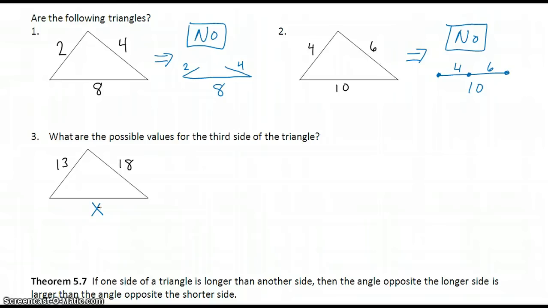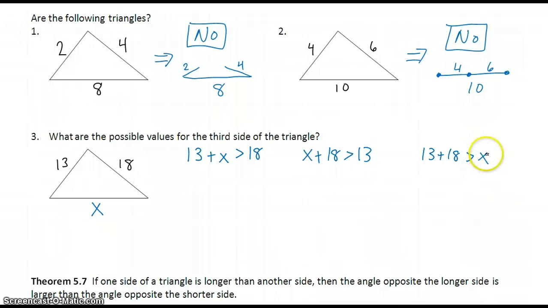The triangle inequality theorem says any two sides of the triangle added together have to be greater than the third. So I'm going to start with 13 and x. And then I'm going to set up another inequality and say x and 18 has to be greater than 13. And my third possibility, 13 and 18, have to be greater than x. Now in each one of these inequalities, I'm going to solve for x.